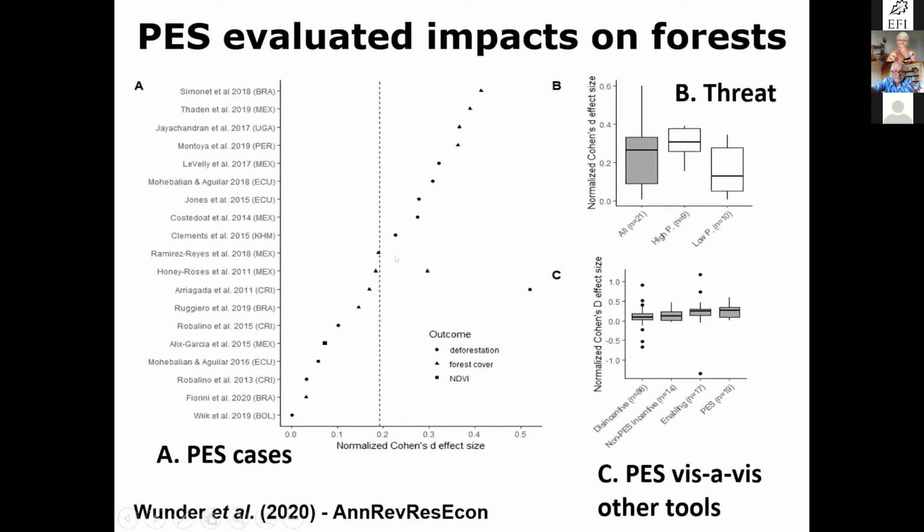And panel C, with PES to the right: how does all of this compare to other incentives, to disincentives, and to enabling interventions? Quite well, but there are too few observations to have a statistically significant difference, except vis-a-vis disincentives. So PES are slightly at the border of significance of being more effective than the disincentives. Next, please.